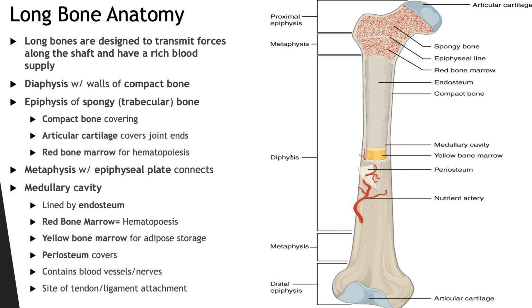You have the nutrient foramen. In order for bones to grow and be maintained, they require an extensive blood supply. The nutrient foramen is a tunnel that penetrates the diaphysis to provide access for blood vessels to the shaft of the bone. Within the nutrient foramen, you have the nutrient artery, which transports oxygen-rich blood to the bone, and the nutrient vein, which transports deoxygenated and waste-laden blood from the bone.